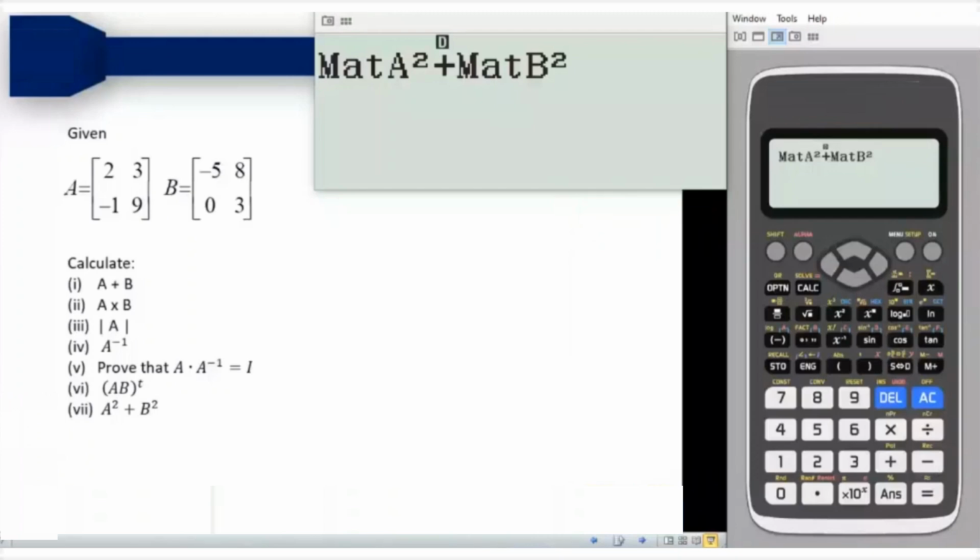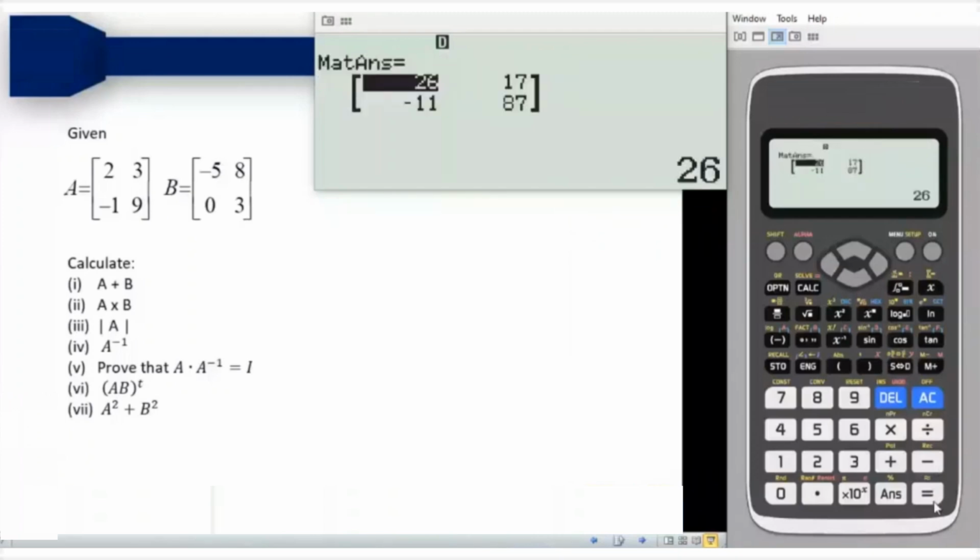Now realize what happened. If I would have to perform this manually, I would have first squared A, then I would have squared B, and then I would have performed the addition of the two squares of matrices. It would have been a tedious task. Lots of things were supposed to be done.